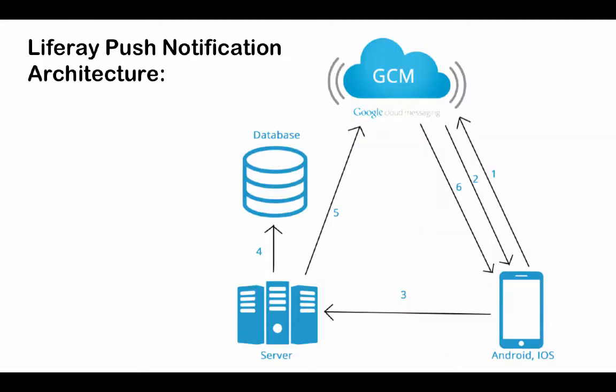Let's take a quick overview of the Liferay push notification architecture. As you can see here in this diagram, the mobile phone registers with the GCM platform first to notify Google that this application wants to receive push notifications. Then Google returns a registration ID to be able to send a push notification to the device. Our push mobile SDK in a native application sends this registration ID to the Liferay instance to store it in a database.